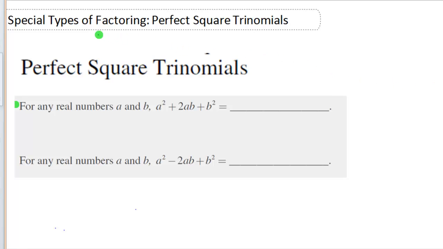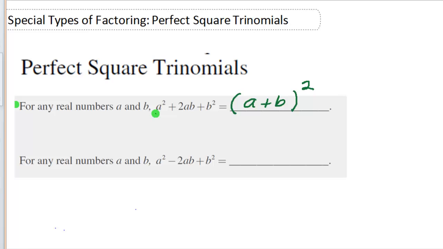In this video, we're going to continue our series on special types of factoring by talking now about perfect square trinomials. So here's what you want to put in your notes. For any real numbers a and b, a squared plus 2ab plus b squared can be factored as (a plus b) squared. So here's some things to look for.